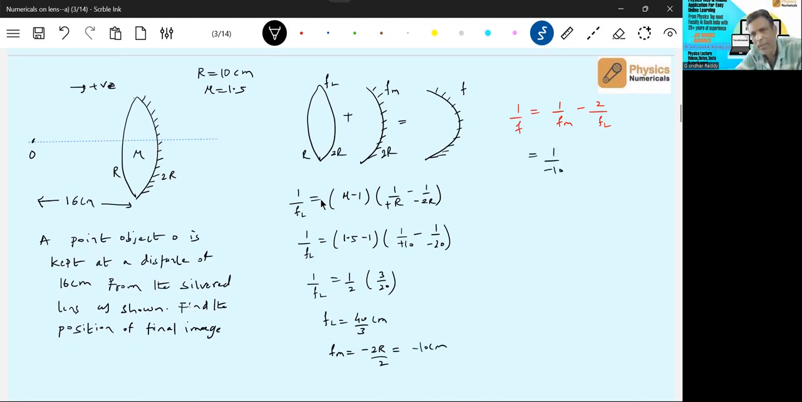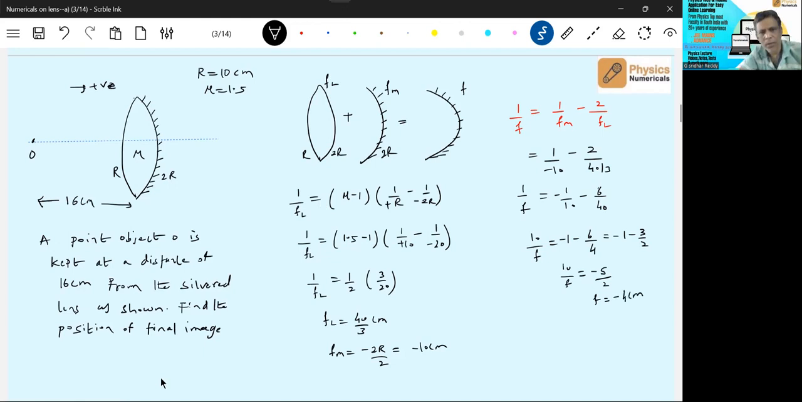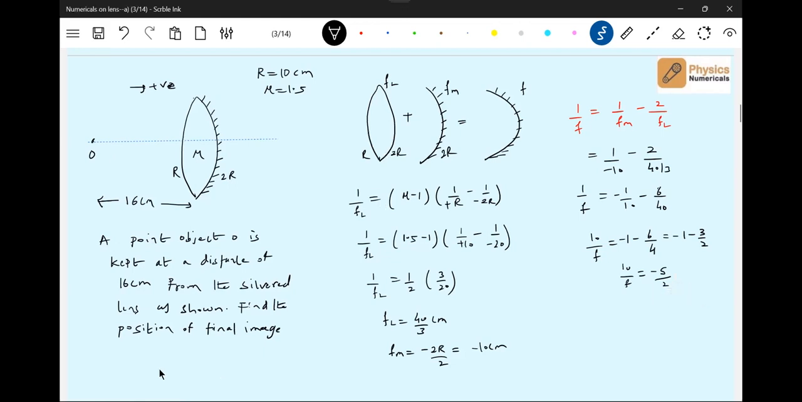Let's substitute all this. Minus 10 to 40 by 3. Minus 1 by 10 minus 6 by 40. The 10 I took common. So this will become minus 1 minus 3 by 2. So here is what I got, F equal to minus 4 centimeter. Then I'll apply the formula 1 by v plus 1 by u equal to 1 by F.